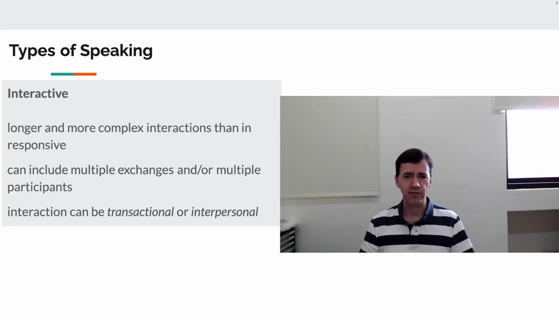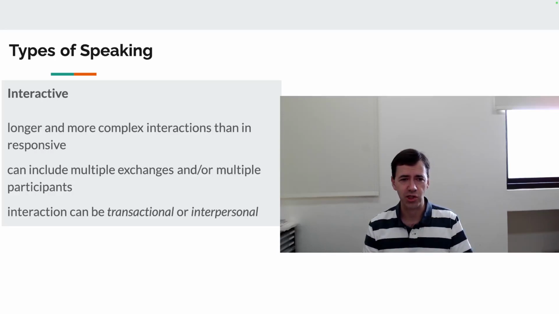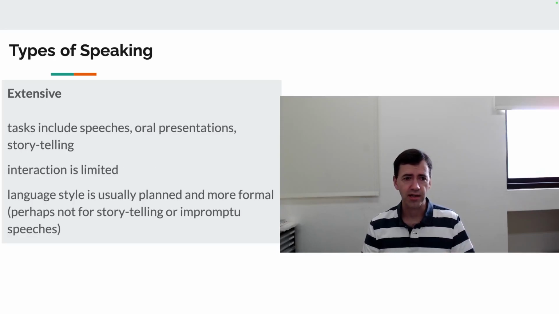Okay, the next one is interactive, which is kind of self-explanatory. This is longer and more complex interactions than responsive and can include multiple exchanges or multiple participants or both. And remember that we can have 2 major types of interaction. It can be transactional, where we're trying to get information or, for more formal purposes, or interpersonal, which is sharing feelings or other things like that. And remember, we mentioned last time that interpersonal are more challenging because you use colloquial language, there's emotion involved as well. Okay, and then we have extensive.